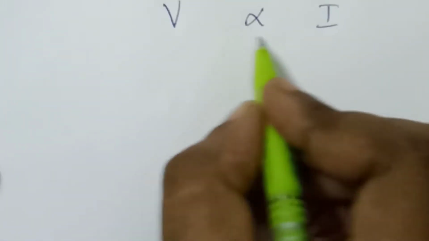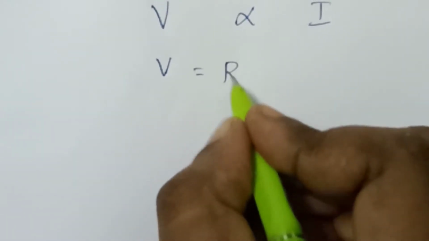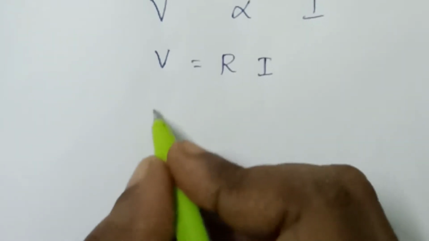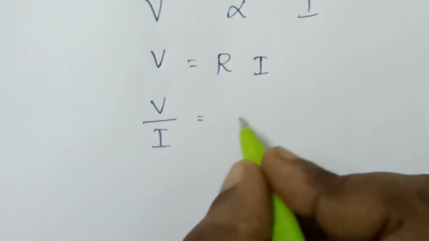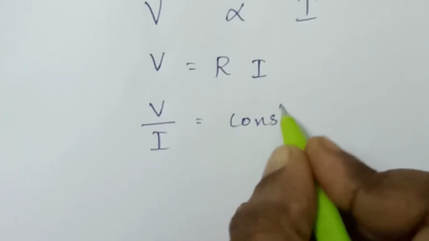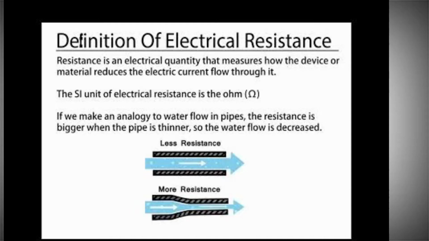So V is proportional to I. In physics, in order to remove the proportionality symbol, we introduce a constant. So here the ratio of V by I is said to be constant. So this constant is here R. So R is the resistance of the conductor, which is known as the electrical resistance.